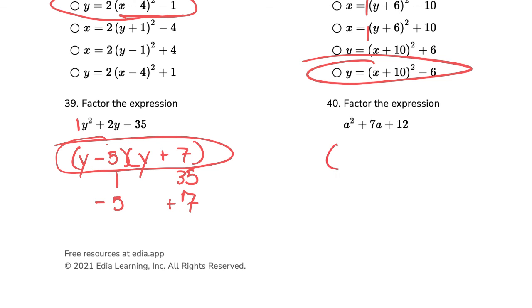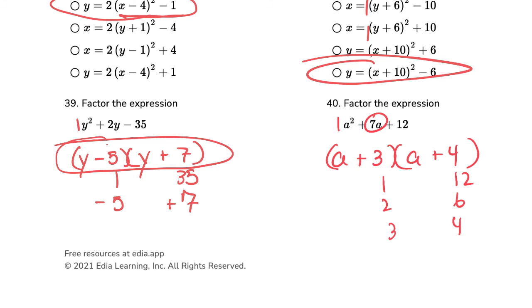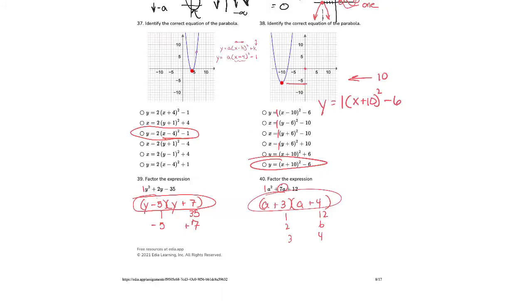Let's factor this guy. Again, the A value is just 1, so it's A and A. To get 12: 1 and 12, 2 and 6, 3 and 4. I want them to add up to 7. So I'll do A plus 3, A plus 4. There's my factorization.